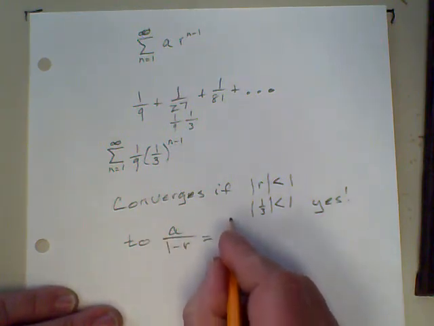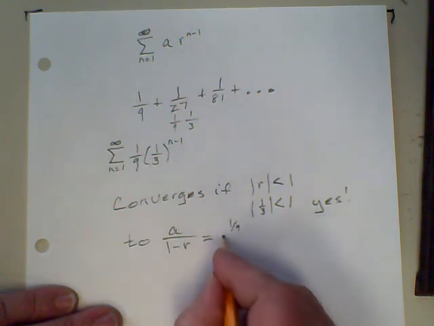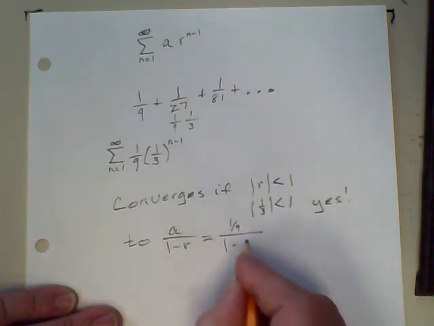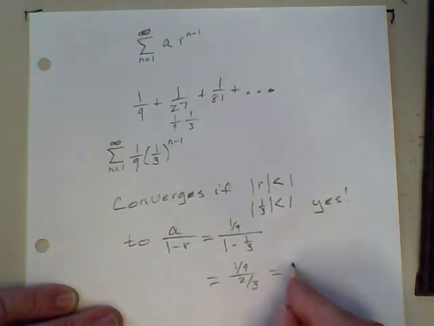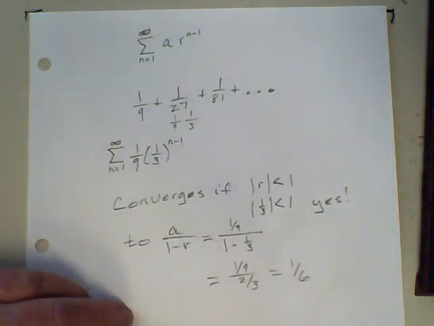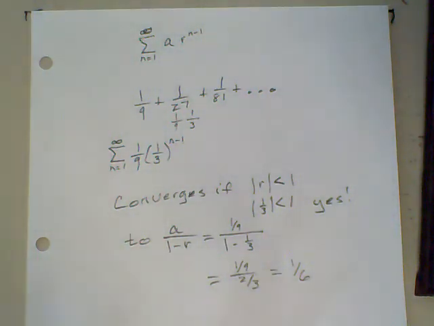where a in this case is 1/9 over 1 minus r, which in this case is 1/3. So 1/9 divided by 2/3, and when I invert and multiply I get 3 in the numerator, 18 in the denominator, so that's 1/6. So there's a couple examples of how to work with a geometric series to take a series of terms and fit them into that geometric format.